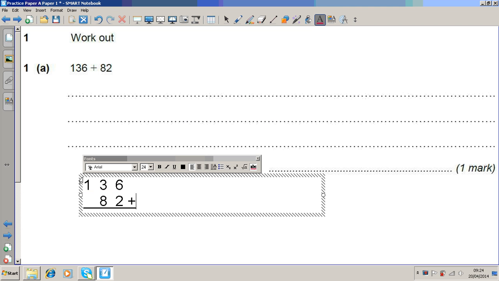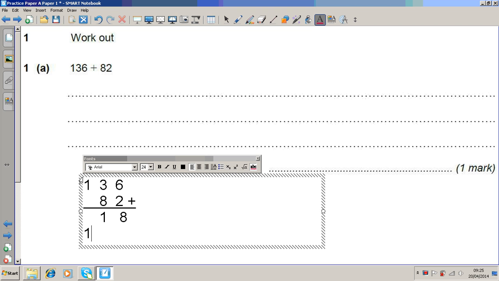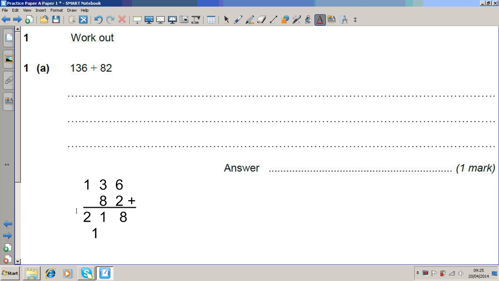Sort of column method. And then working from the right, 6 add 2 is 8. 3 add 8 is 11. So we put 1 and carry 1, and then 1 and the one we carried is 2, so it's 218. Will be your answer to that.